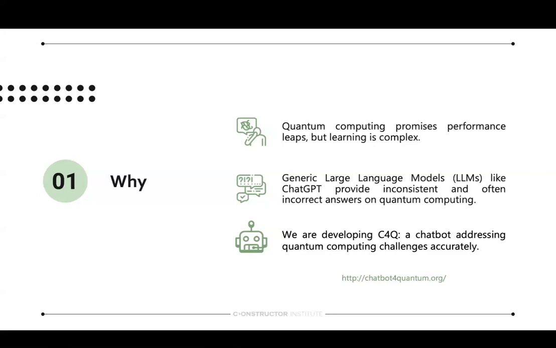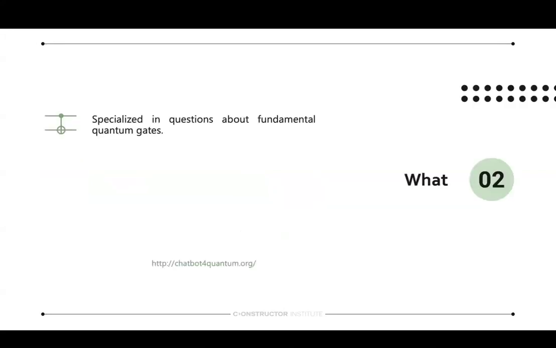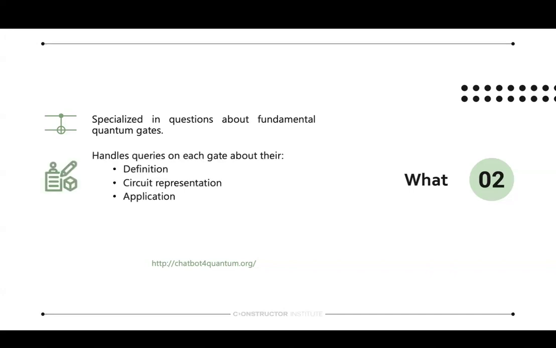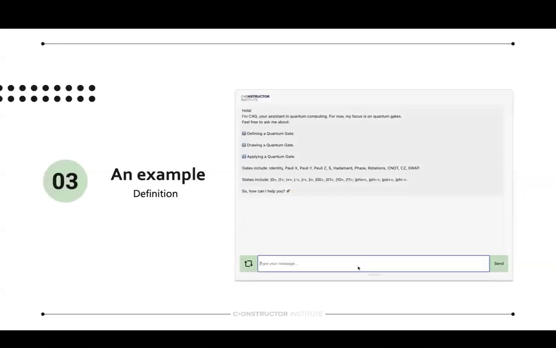And C4Q is already available in its first version, on this website that you can see here in the slides. But what does C4Q exactly do? Nowadays, C4Q is specialized in questions about fundamental quantum gates, and in concrete, it can give the definition of a quantum gate, the circuit representation, and it can also apply this quantum gate on a concrete state that the user gives. And the most important thing, what we are focused on, is that C4Q always delivers correct answers. So C4Q will always prefer to say, hey, I'm sorry, I don't know the answer, than give you an incorrect answer.